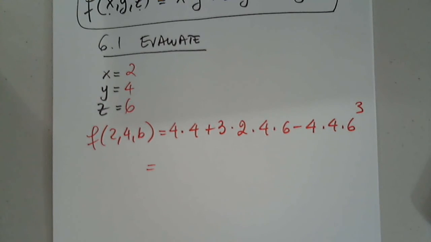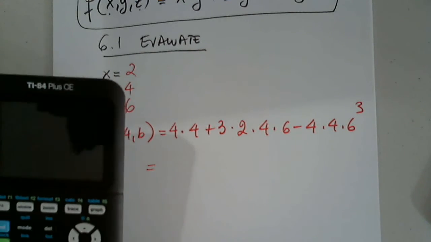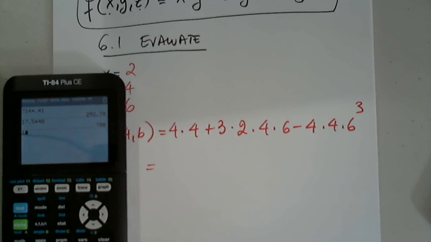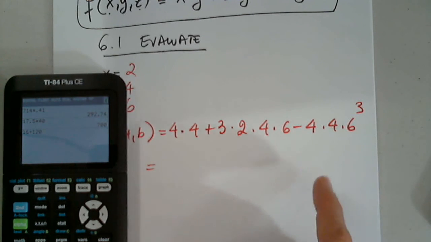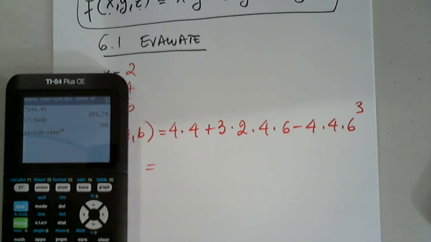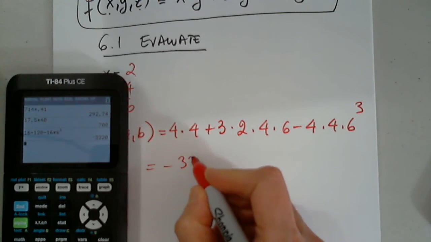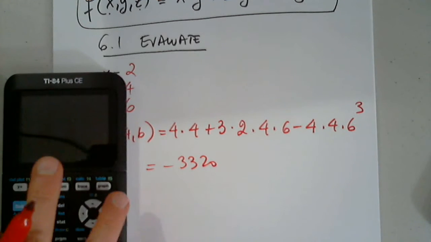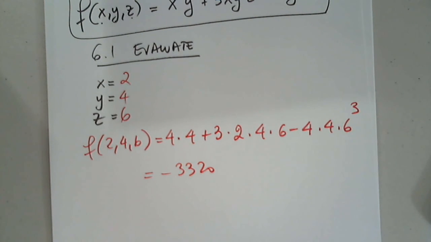There's my calculator, so I don't have to share. So this is 16 plus 5 times 6 is 30. 4 times 30 is 120. Minus 16 times 6 to the third power. I got negative 3320. That's it. That's all there is in section 6.1.